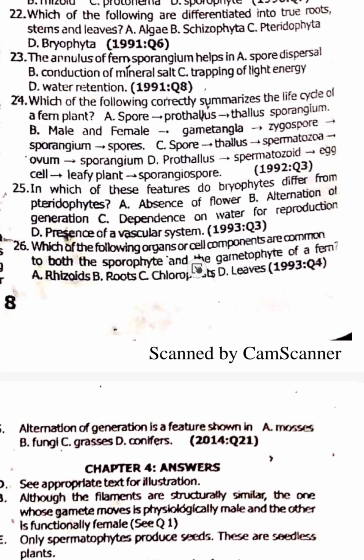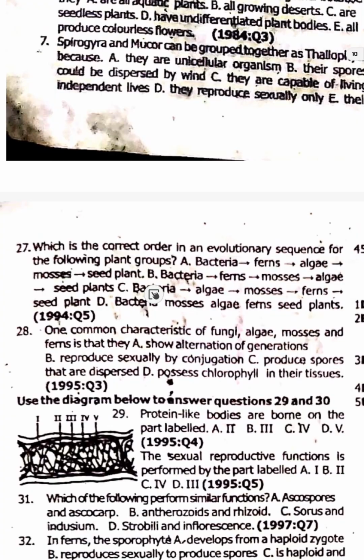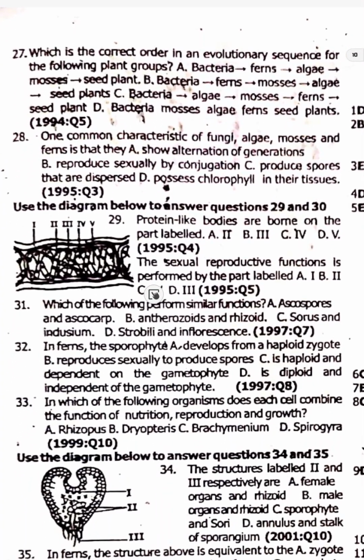So 26. They say which of the following organs or cell components are common to both? Chloroplasts are common to both. Option C. We'll go to the next one. At 40 something, these questions end. 27. Which is the correct order of the evolutionary sequence for the following plant groups?